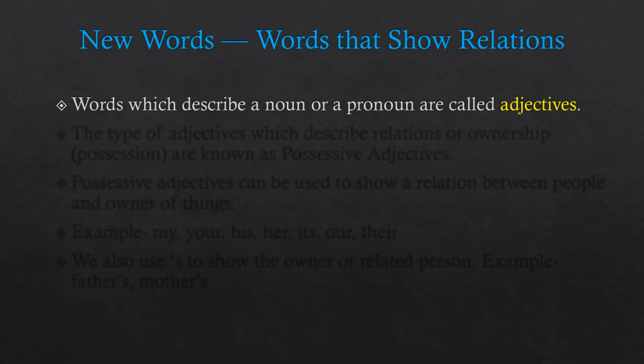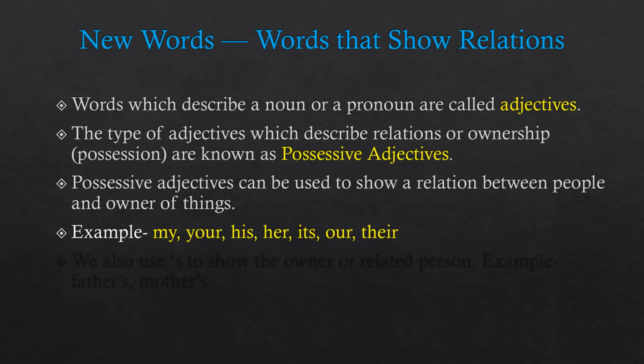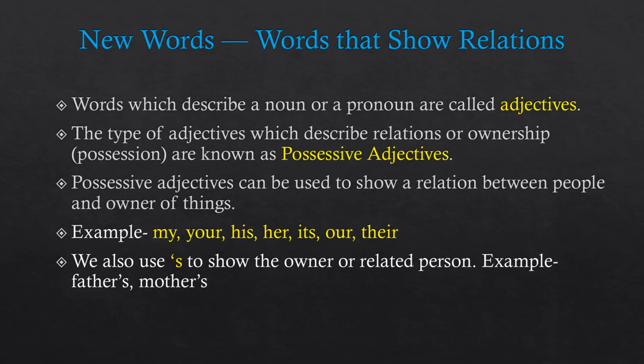We have already learned about adjectives. Let us learn about possessive adjectives. The type of adjectives which describe relations or ownership are known as possessive adjectives. Whenever we have to indicate our relation with something or someone, then we use the possessive adjectives like my, your, his, her, its, our, their. All these adjectives can be used to indicate our possession with something or someone. We also use apostrophe s to show the owner or related person.